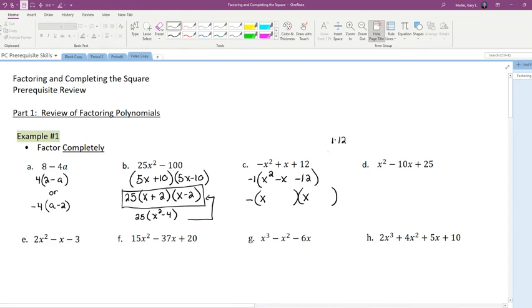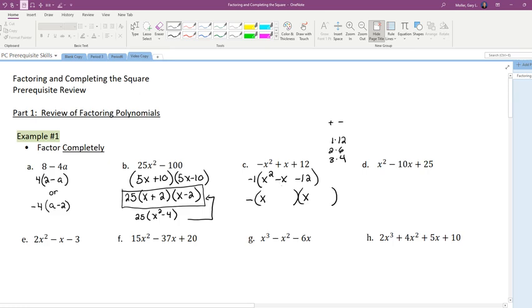So 1 times 12, 2 times 6, 3 times 4. And then I also take a look and I say, okay, this negative here tells me that one of these numbers has to be positive and one of them has to be negative. It doesn't matter which one, but one of them will have to be a negative, or I would never get a negative 12 here. But I also know that when I combine these positive and negative numbers together, I have to get an answer of negative 1.